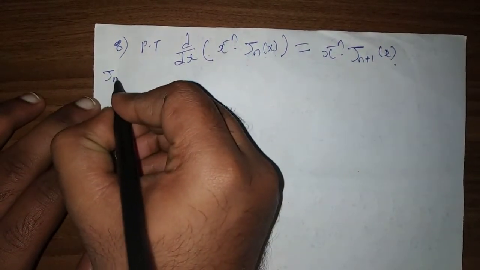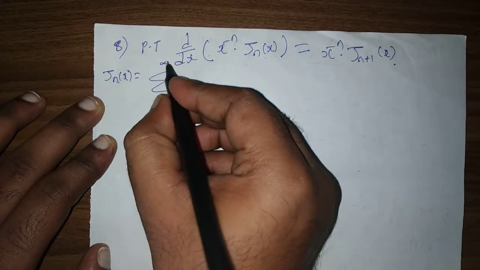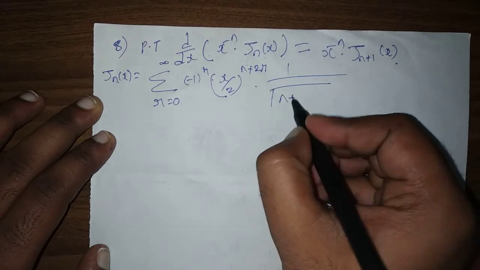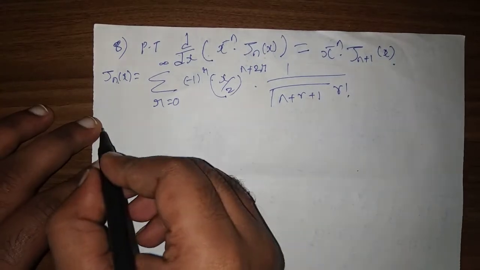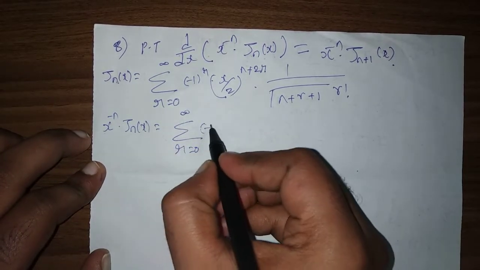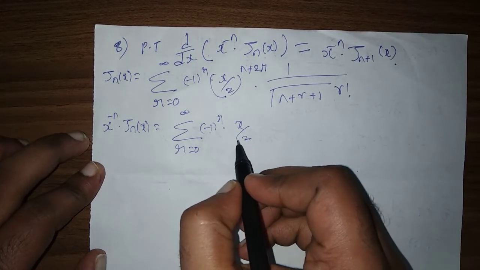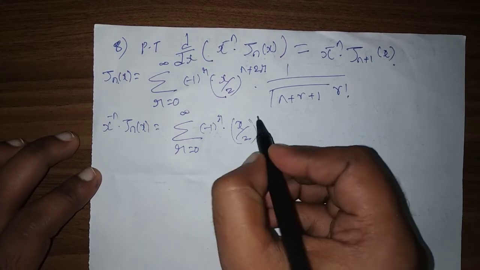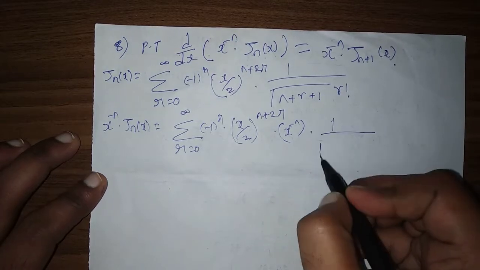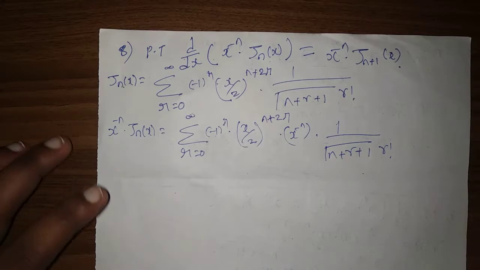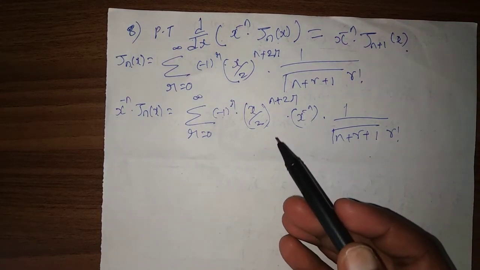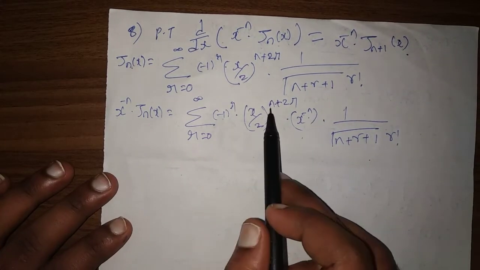So first let us take Jn of x, the summation r varies from 0 to infinity, minus 1 to the power of r, x by 2 to the power of n plus 2r, 1 divided by gamma of n plus r plus 1 into r factorial. I should multiply x power minus n to this. Now if you observe here, if I take out the term separately, that is x to the power of n into x to the power of 2r and 1 by 2 also separately to the power n plus 2r. So this minus n and plus n get cancelled.